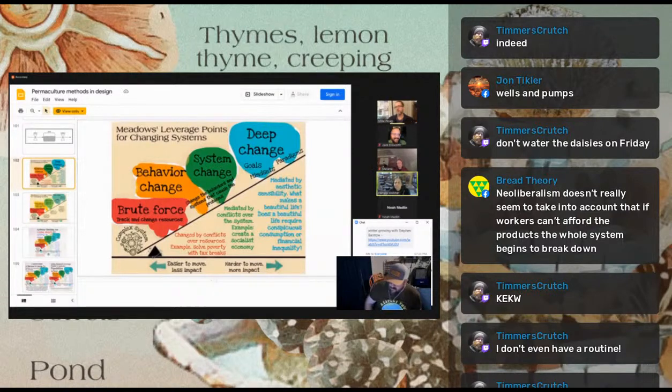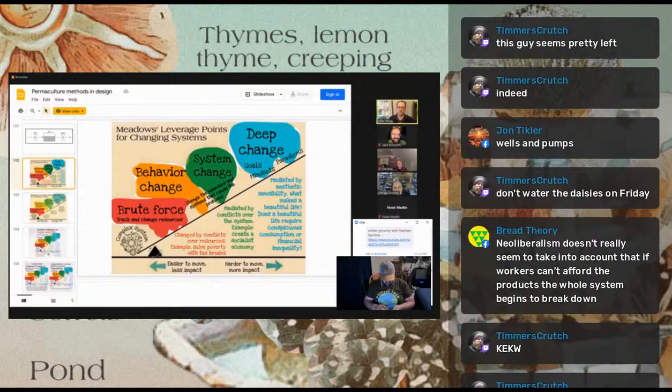Let's move up. Focusing back in on a small thing, the garden. I like that we can also blow it up to the societal level, but let's look at the garden for a second. What about behavioral change? What are some behavioral changes we can make to address watering in the garden?